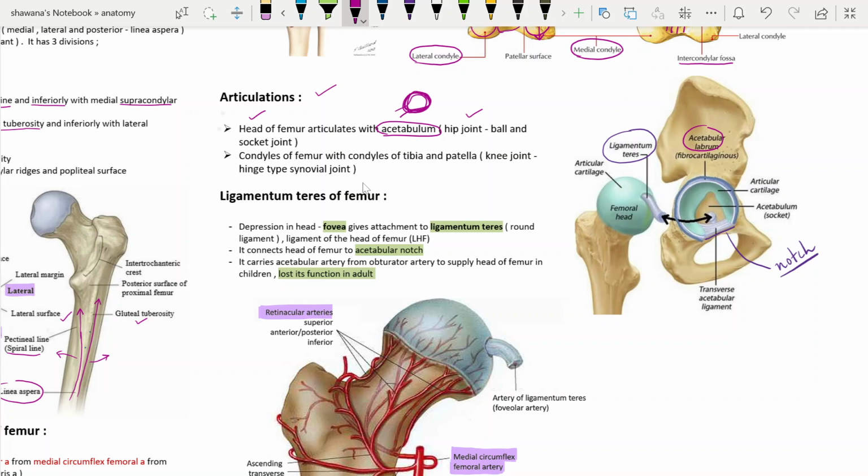The second joint is where the condyles of the femur connect with the condyles of the tibia and the patella to form the knee joint. So these are two joints which have significance in the articulation of the femur. First is the hip joint, which is a ball and socket joint, and the second is the knee joint, which is a synovial hinge joint. As you can see here, the femoral head is fitted in the acetabulum, which is like a socket.